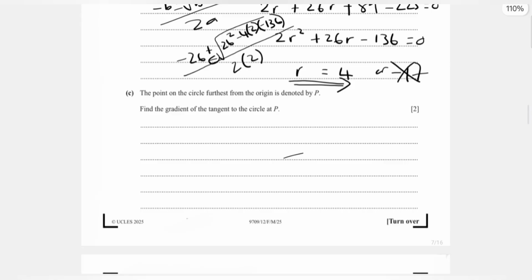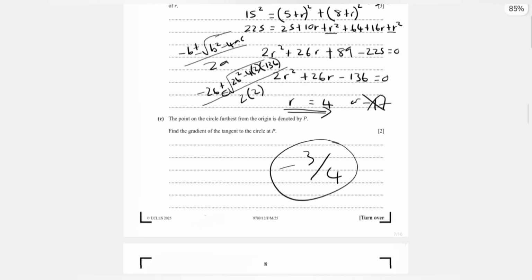That's why it has 2 marks. Yes, and you get your 2 marks for that.